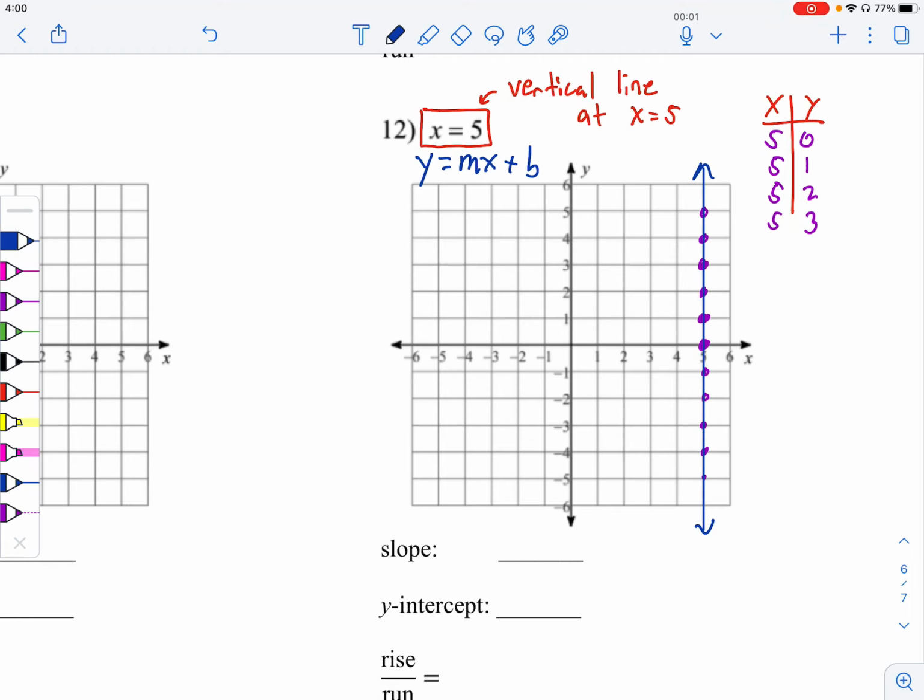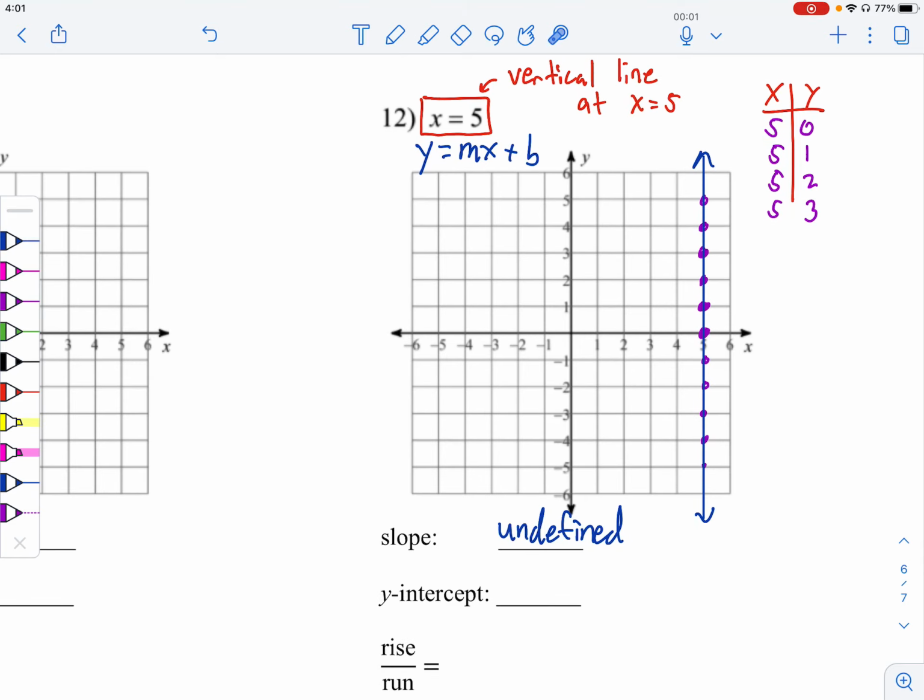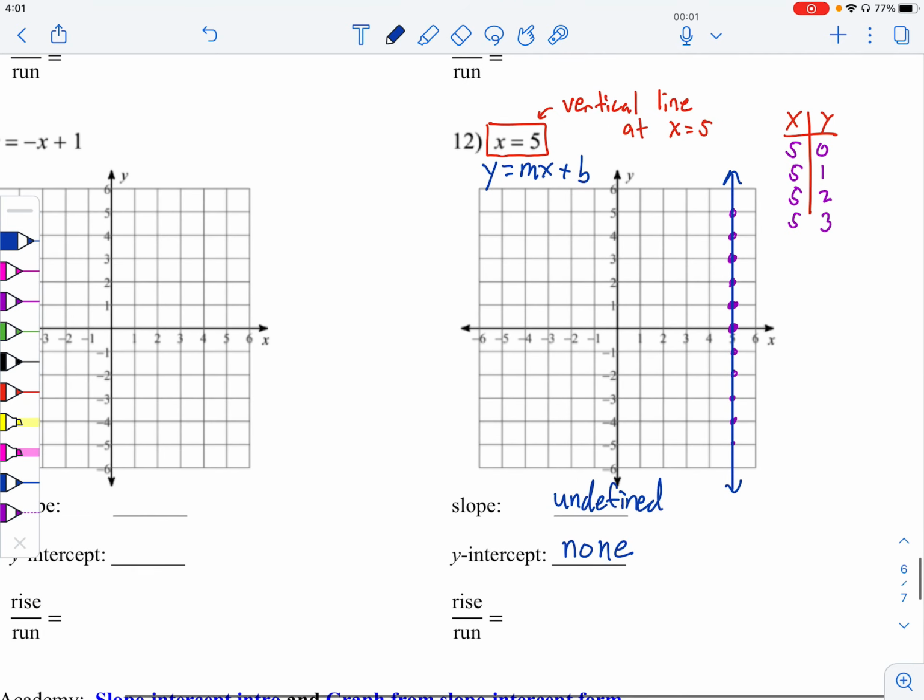And your slope, vertical lines have an undefined slope, as opposed to horizontal lines, which have a slope of 0, a flat line. So a vertical line has undefined slope. Y-intercept, does it ever cross the y-axis? No, it's parallel to the y-axis. So this one is none. And since there's no slope, there's no rise over run.